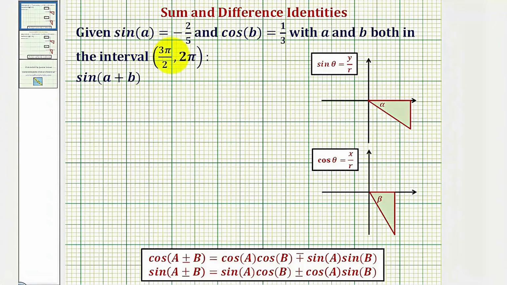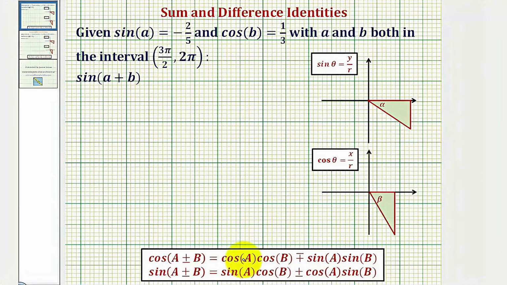We're given sine A equals -2/5 and cosine B equals 1/3, with angle A and B both in the fourth quadrant, or in the open interval from 3π/2 to 2π. We want to determine sine of the quantity A plus B as well as cosine of the quantity A minus B. So we'll be applying the sum and difference identities provided here below.